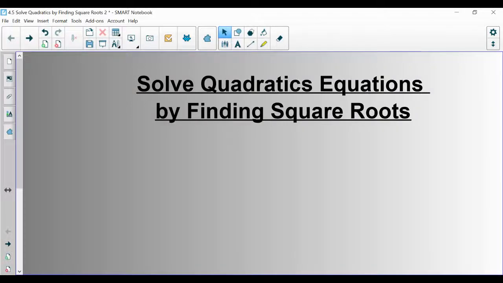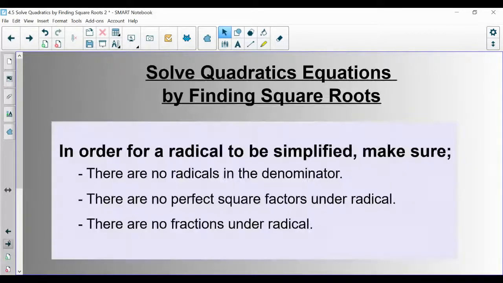Hello, algebra students. This is an interesting but also complex lesson on section 4.5, which is about solving quadratic equations by finding square roots. But before we dive into that, we're actually going to spend most of our time talking about something slightly different, which would be how to simplify square roots. So let's dive into what it means to simplify square roots.